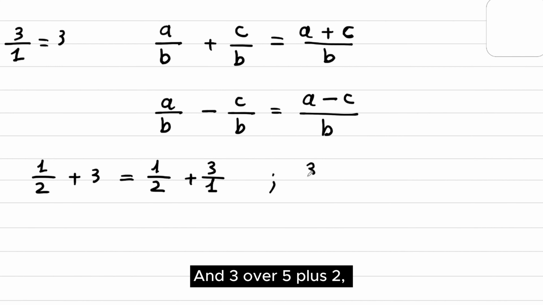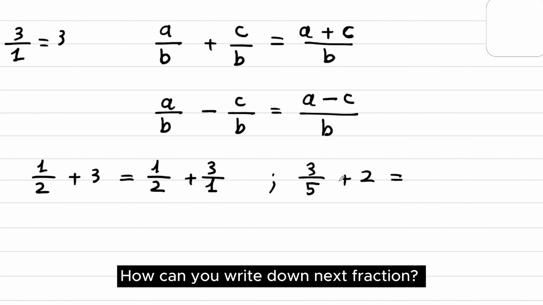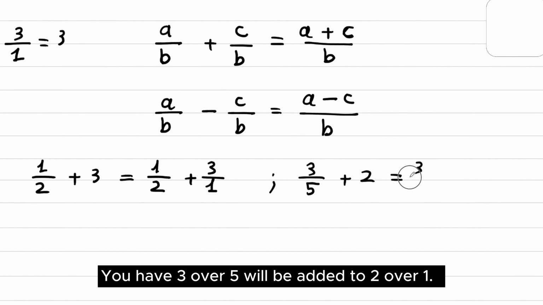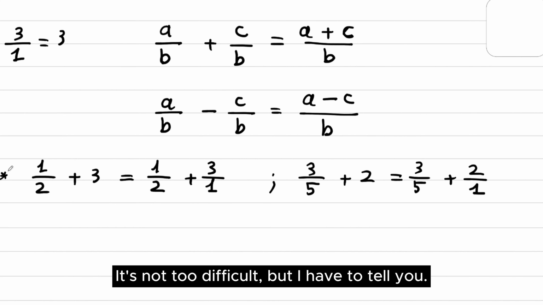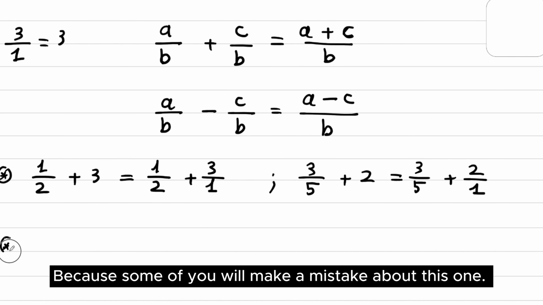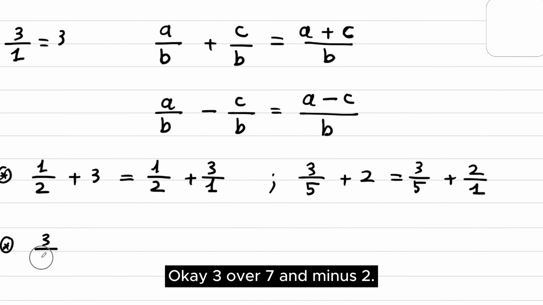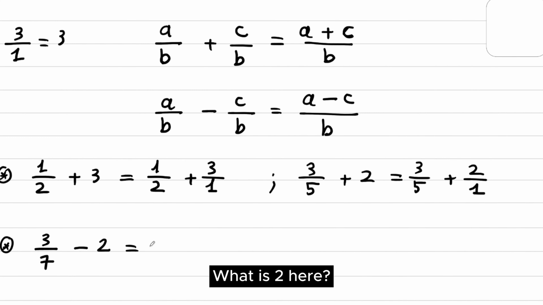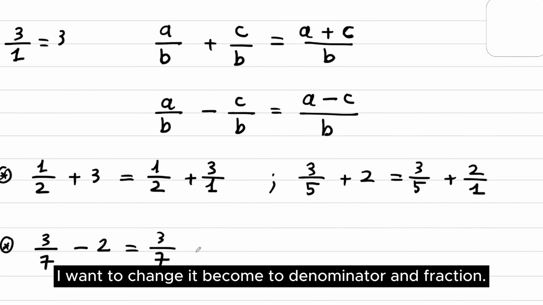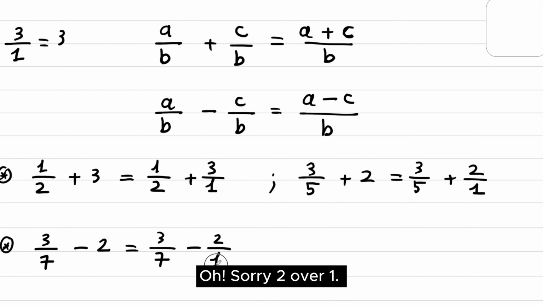Okay. And 3 over 5 plus 2. How can you write down the next fraction? You have 3 over 5 added to 2 over 1. Yeah, it's not too difficult, but I have to tell you because some of you will make mistakes about this one. Okay, 3 over 7 minus 2. What is 2 here? I want to change it to a fraction with a denominator. Oh, sorry, 2 over 1.